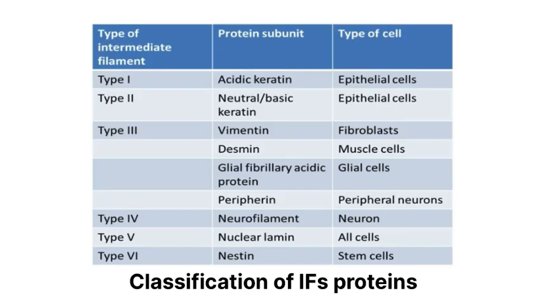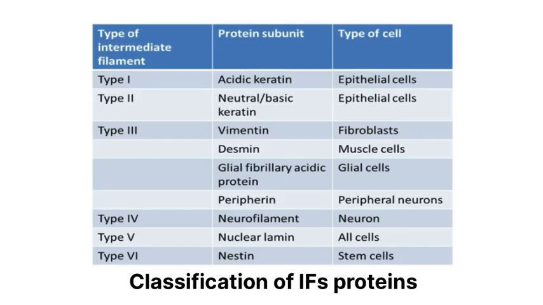Then comes the neurofilament, type 4, which is generally expressed in mature neurons. They are generally present in the axon of the neuron to provide structural support, to maintain the axon diameter and to help determine the nerve conduction speed.